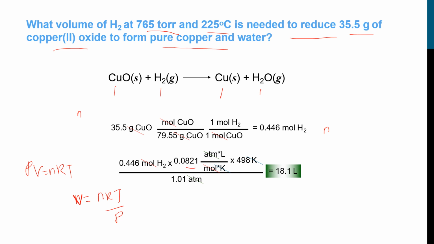0.0821 atm liter per mole Kelvin times 498 Kelvin over 1.01 atm. So mana nak dapat 498 Kelvin? Kat sini you ada 225 degrees Celsius. So 225 plus 273.15, you will get the Kelvin unit.